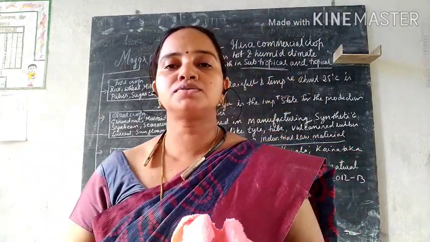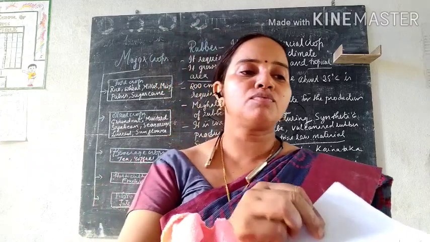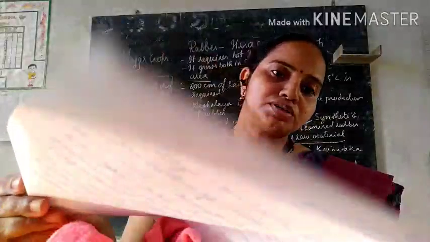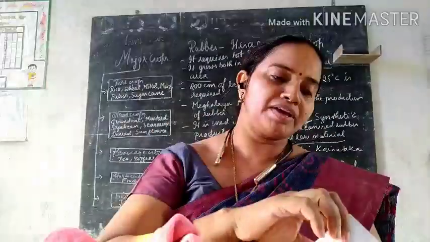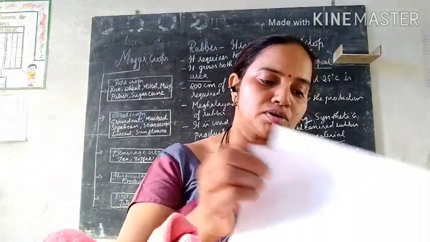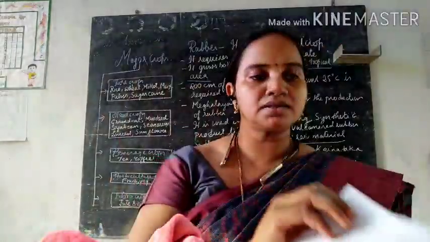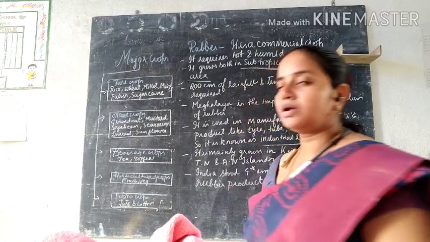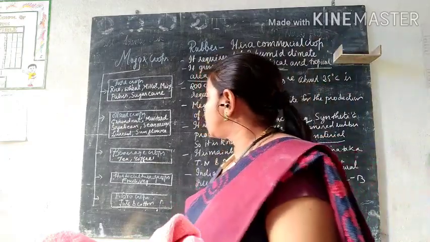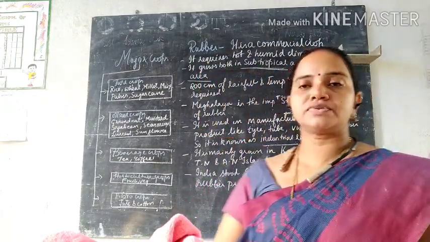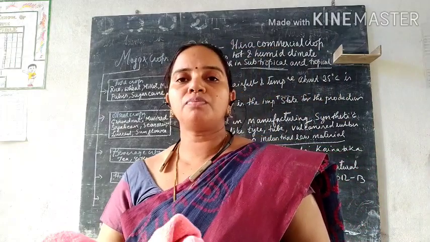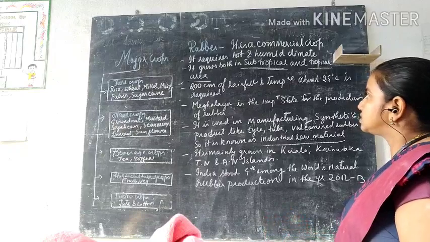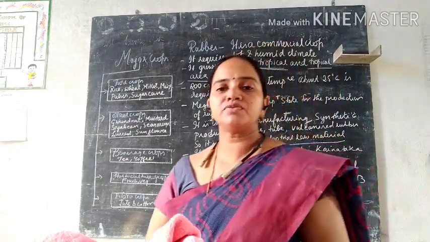One is your sugarcane. The second one, which we have discussed, is your maize, and the third one which we'll be discussing is your rubber. Then we will see the fruits and vegetables, and the plantation crop banana, which we will discuss later. But for now we have before us the rubber.